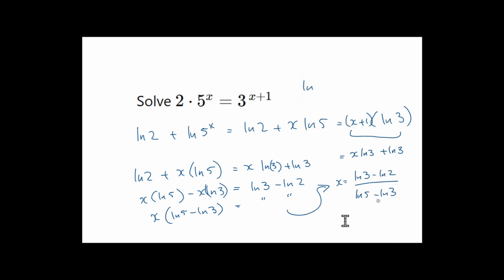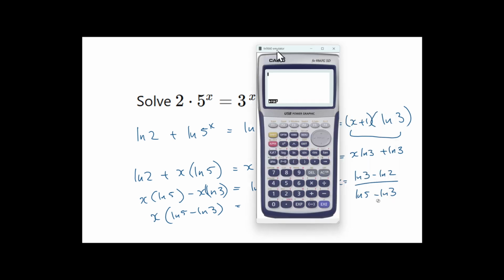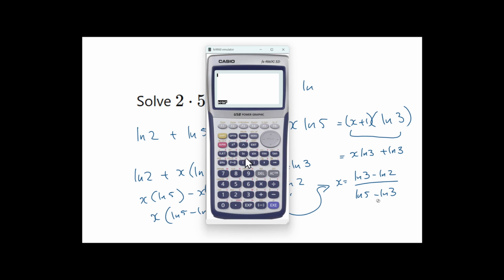Okay, but that's not the answer. The answer is, in fact, natural log of 3 minus the natural log of 2 divided by the natural log of 5 minus the natural log of 3, and it's going to be that number there.